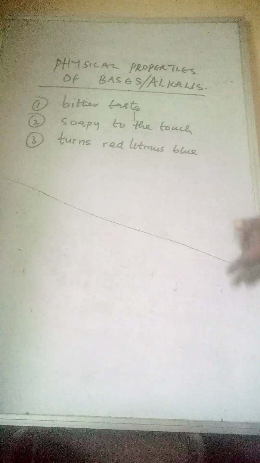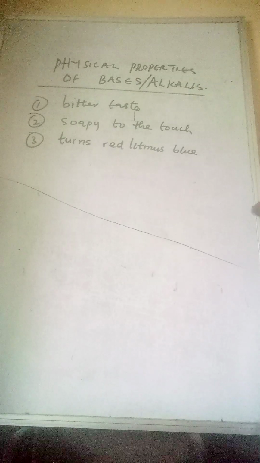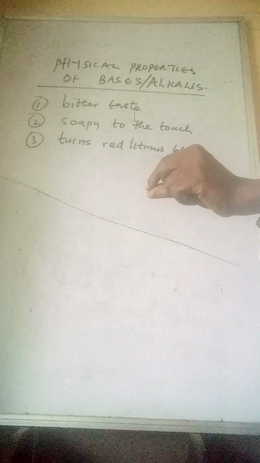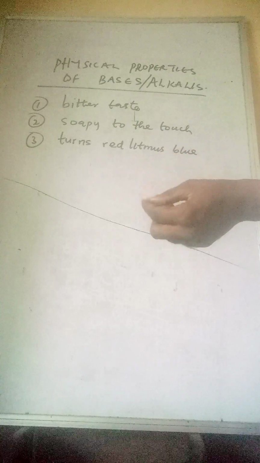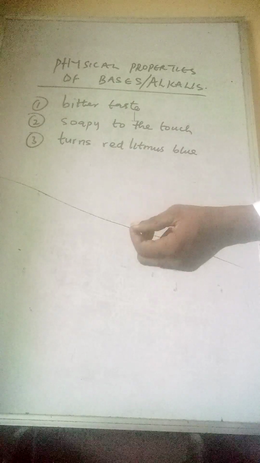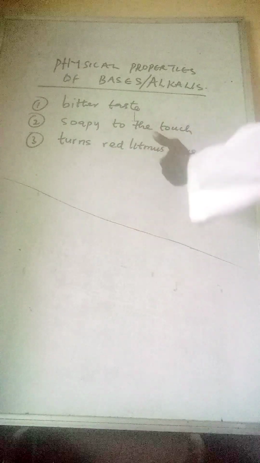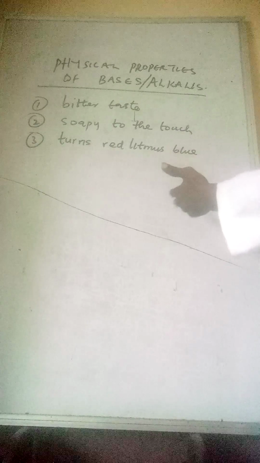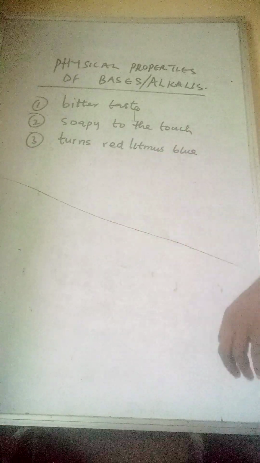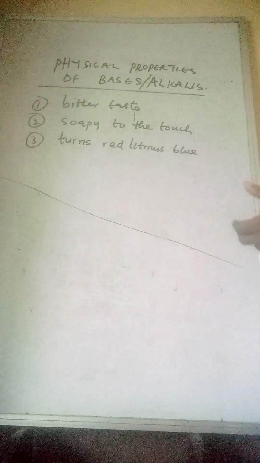These are the physical properties of bases or alkalis. Bitter taste, that means they taste bitter when tasted. Soapy to the touch, when we touch it, it feels slippery. That is what is meant by soapy. Then it turns red litmus blue. So when we take a red litmus paper and insert it in a base, it will turn blue. So let's take note of that.